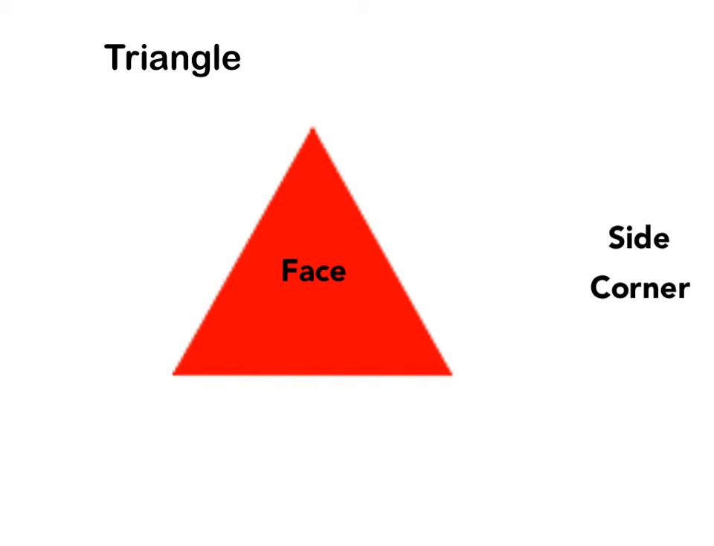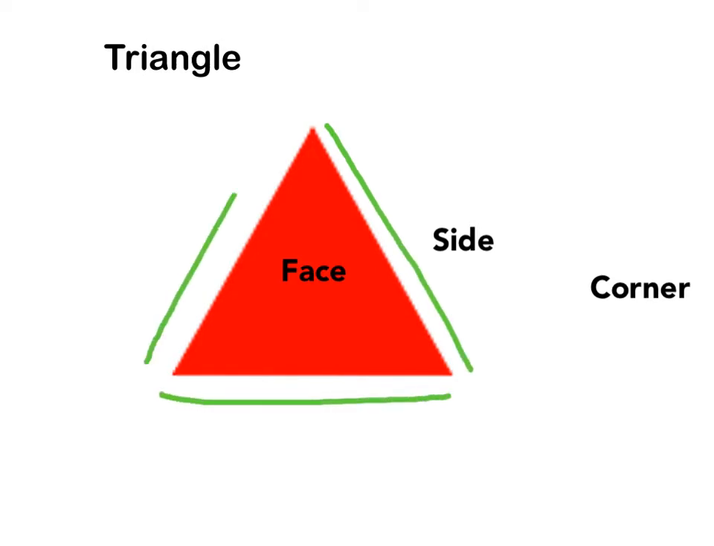Okay, now let's talk about sides. So the side is the outline of the shape, and some sides of shapes are curved and some are straight. Well, this triangle, it's pretty obvious. It has straight sides, but let's count how many there are. So we've got 1 here, 2 here, 3 here. So this triangle has 3 straight sides.